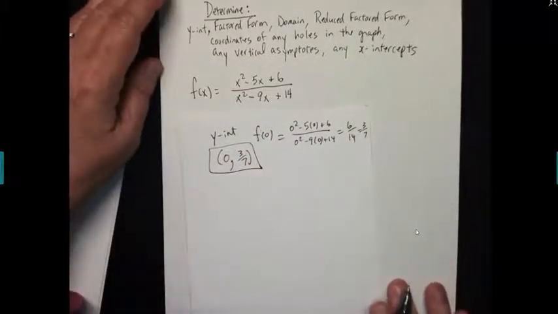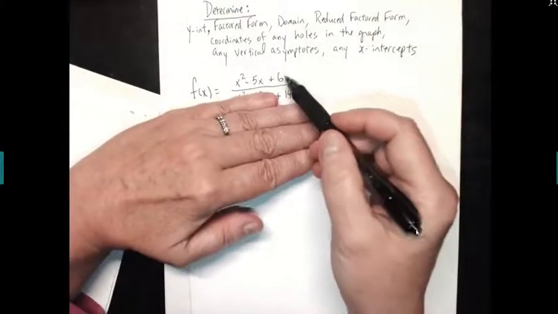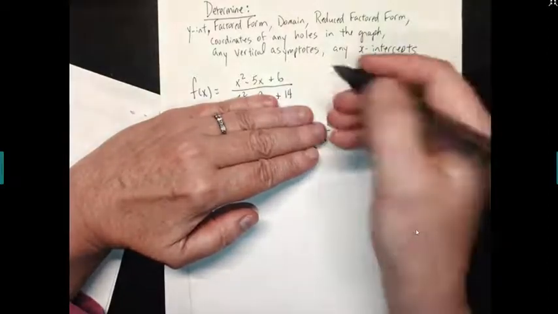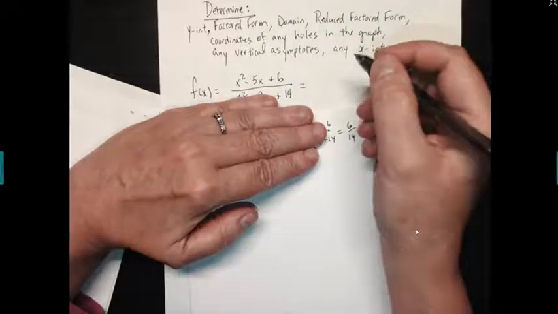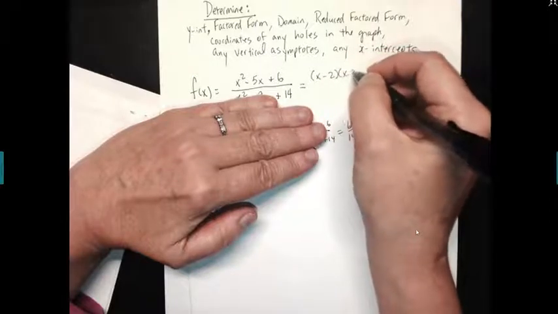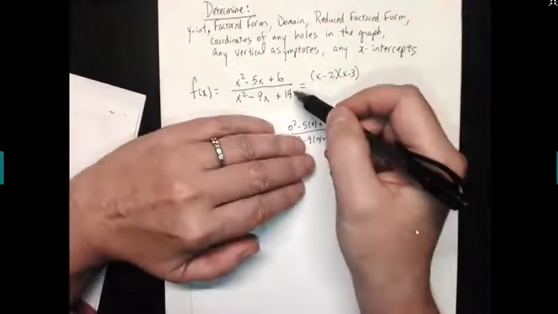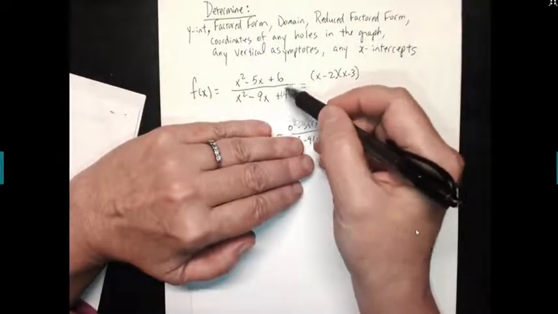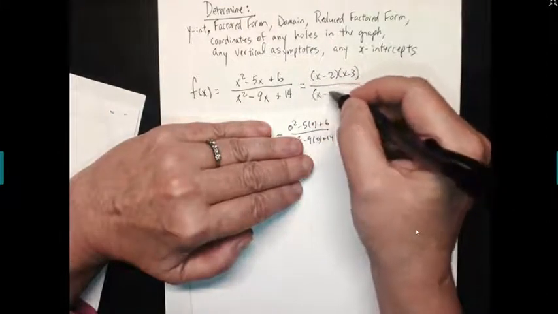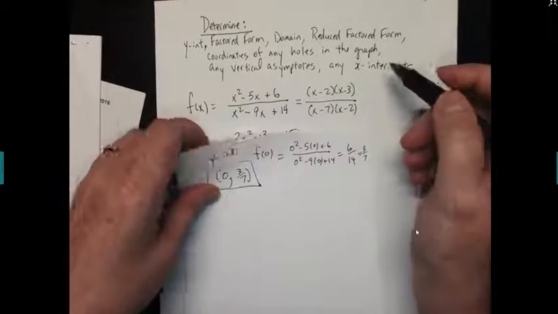Next, let's get it into factored form. I can see it's x squared by itself. Are there two numbers that multiply together to give me positive 6, but at the same time add up to give me negative 5? Yes, there are. And that's going to be negative 2 and negative 3. And because it's x squared by itself, are there any two numbers that multiply together to give me positive 14 but add up together to give me negative 9? Yes, negative 7 and negative 2. So this is my factored form.